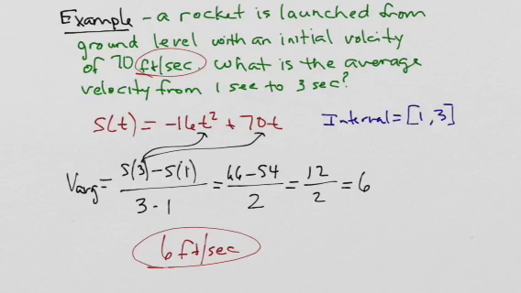So if it had an initial velocity of 70 feet per second, but between times 1 and 3, the new velocity was 6 feet per second, the average. You can see that this thing is definitely slowing down. And that's what gravity does. It slows things down, pulls them back.